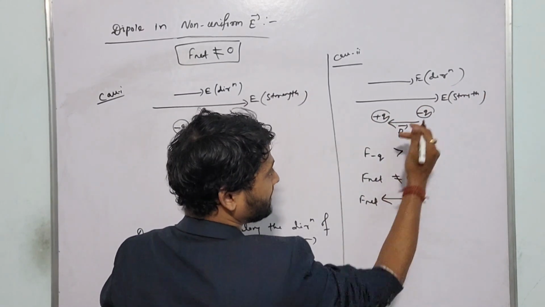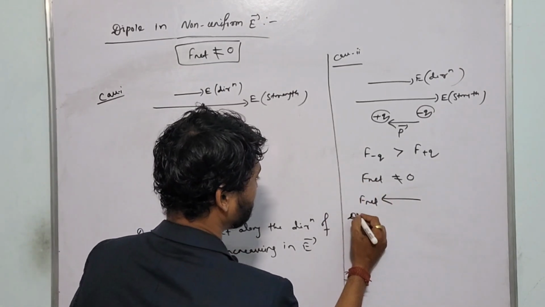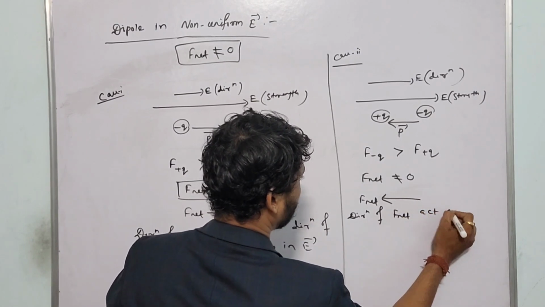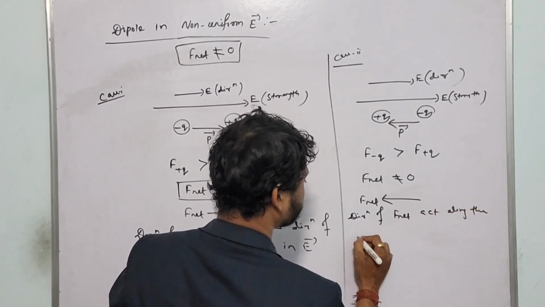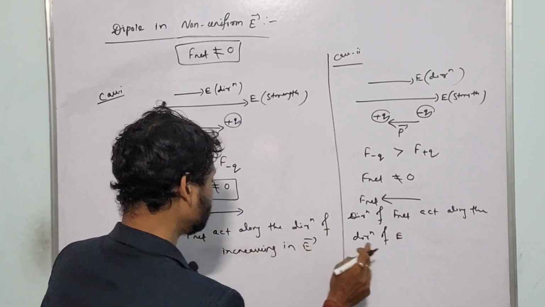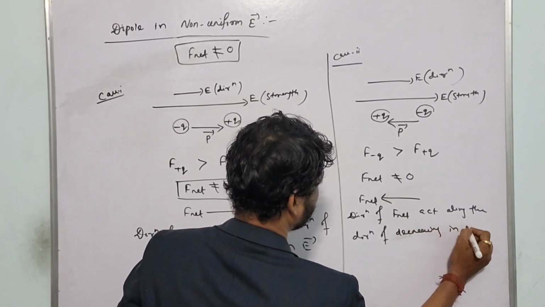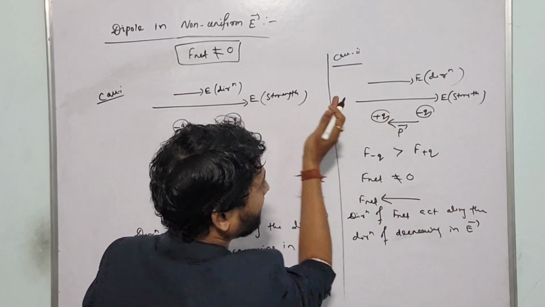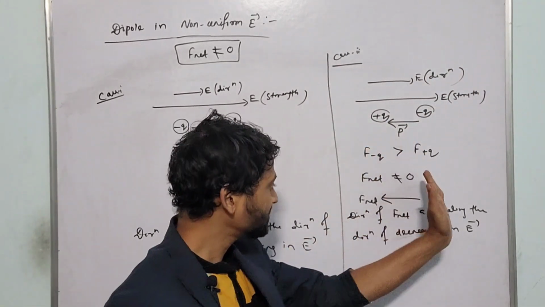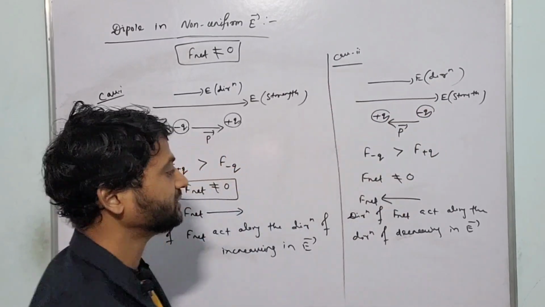So net force का direction क्या है? From right to left. So what do you conclude from here? The direction of net force acts along the direction of decreasing electric field. मतलब अगर यहाँ ऐसे increase हो रहा है तो इधर decrease हो रहा है. So the direction of force acts along the decreasing direction of the electric field. Is it clear?